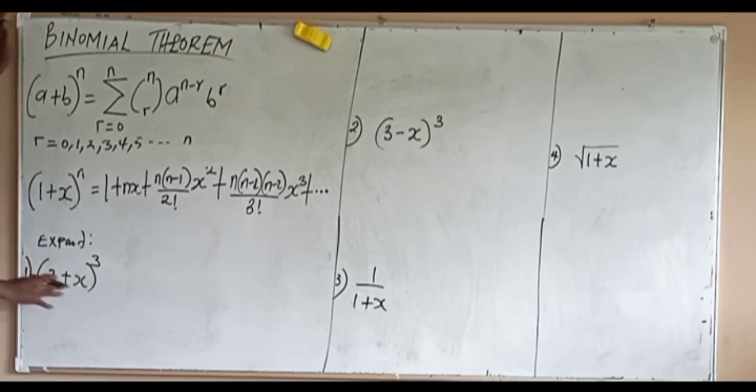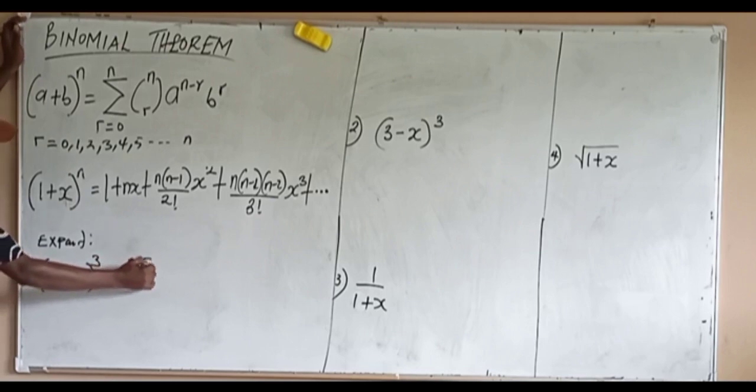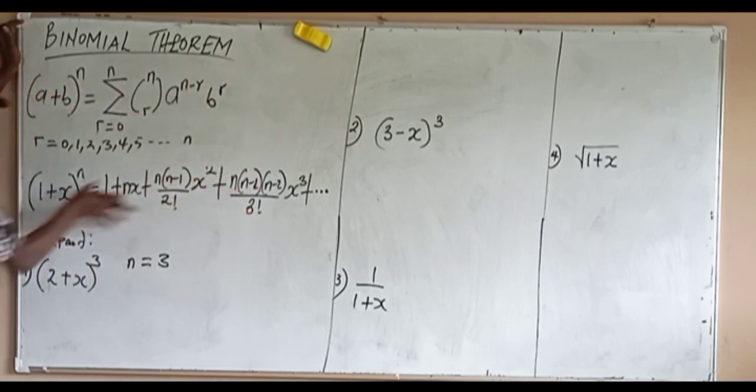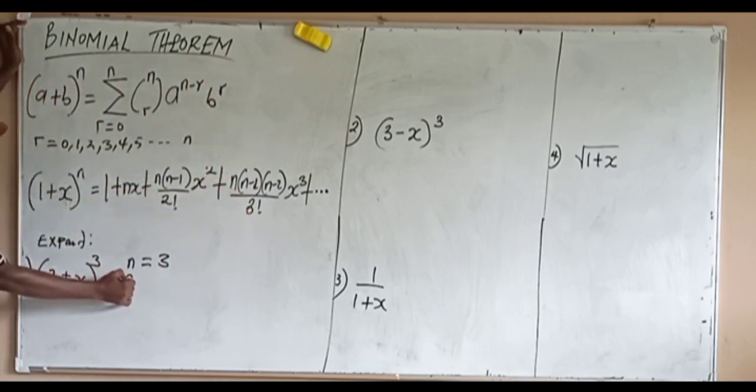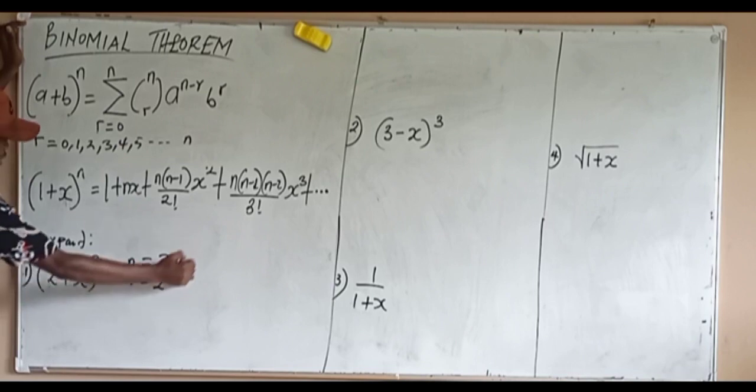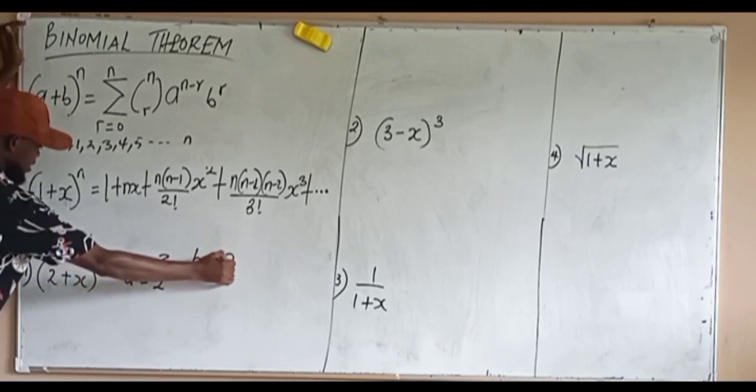Example 1. For this example, if you compare this to this, our N is equal to the power, which is 3. Is it a positive whole number? Yes. So this will work, not this. Then our A is equal to 2. Then our B is equal to X.